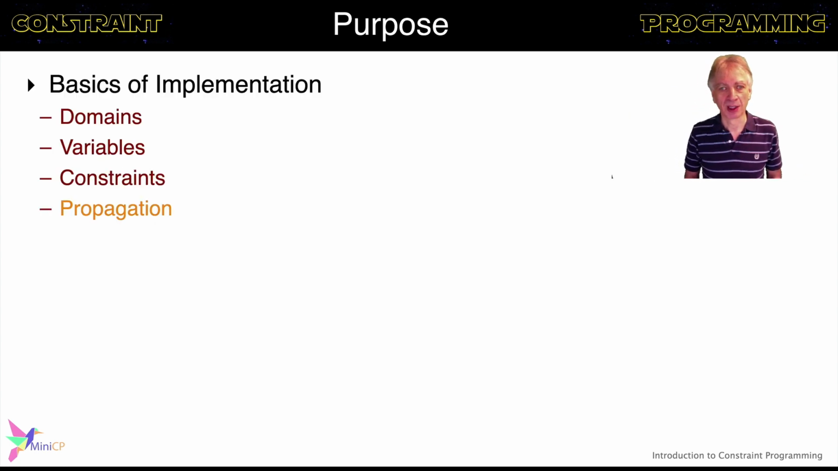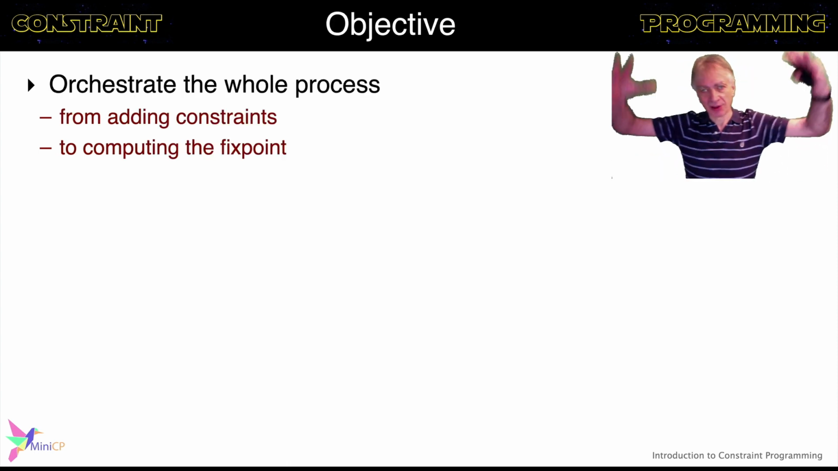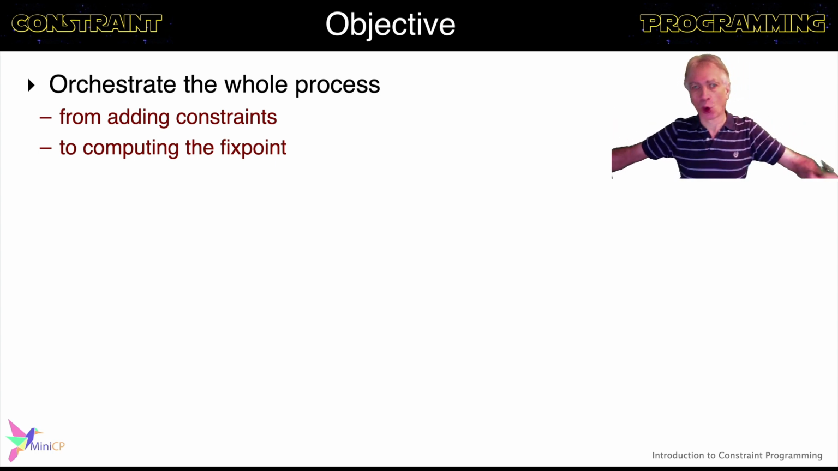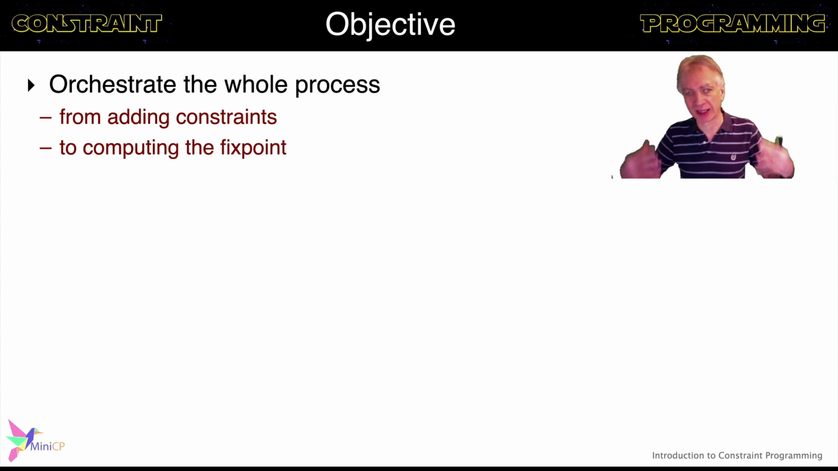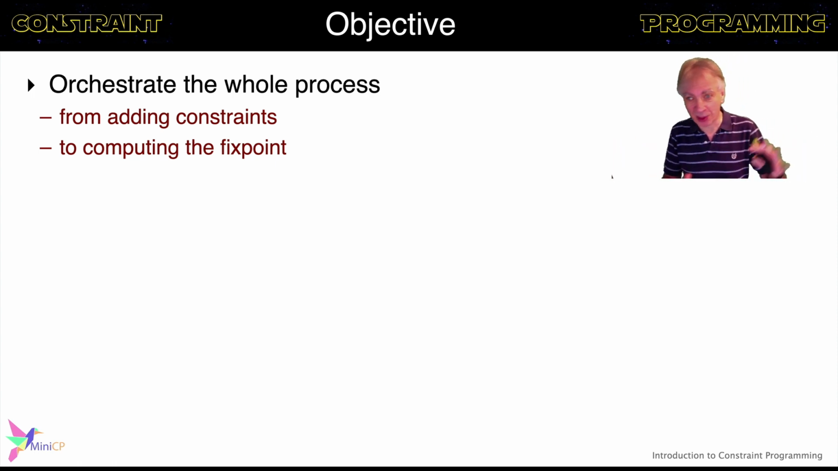All right, good. So let me talk about the propagation now. We are finally ready to show you what the propagation does. The propagation here is orchestrating the whole process. We are adding the constraint, adding the objective, and computing the fixed point. Everything is in there. But you're going to see everything here is actually pretty small because we have built all the blocks that are needed for actually implementing the constraint propagation.